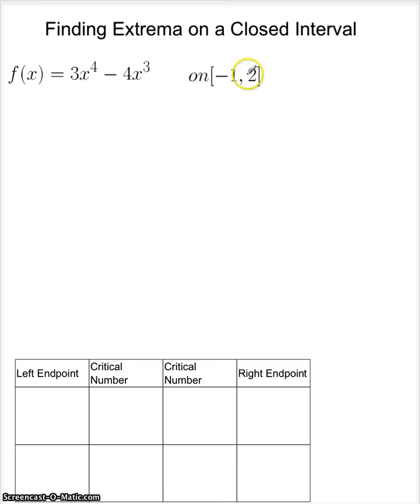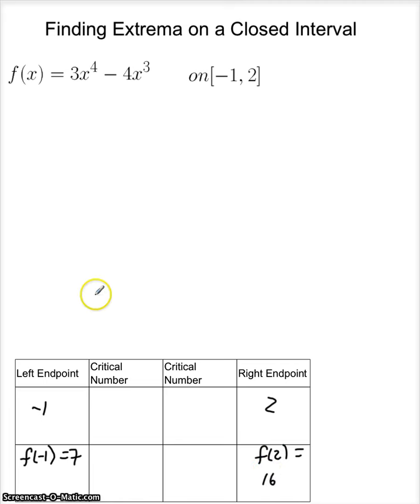Now, let's try to find some extrema on a closed interval. Let's just do one so I can step you through how to do it. The first thing you want to do is make a chart like this and put your two endpoints in, -1 and 2, and go on and evaluate those. All right, what is f of x at x equals -1? Due to space, I'm not going to show you all of the algebra. Let's see, f of 2 is 16.